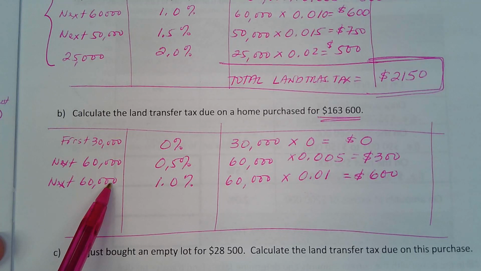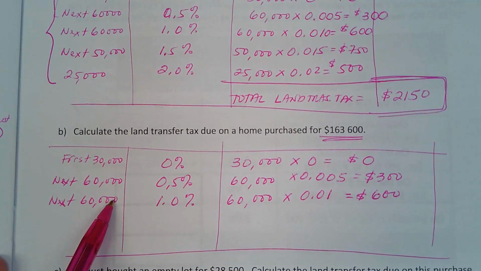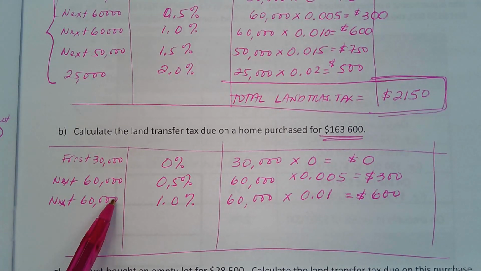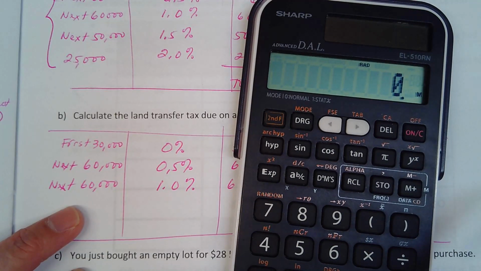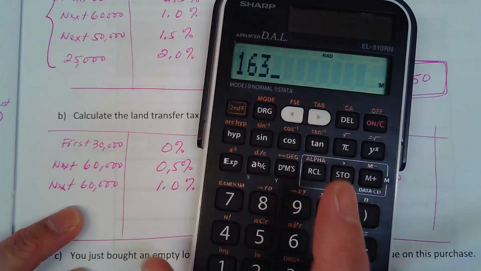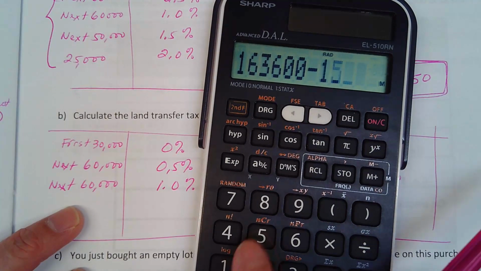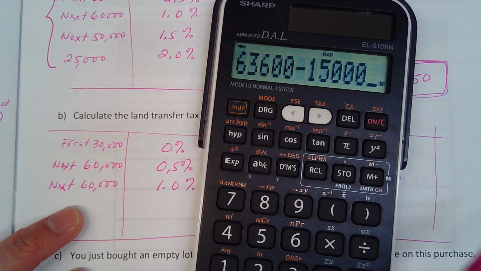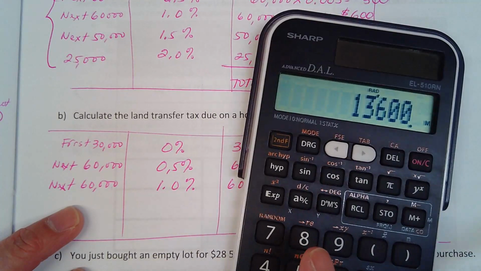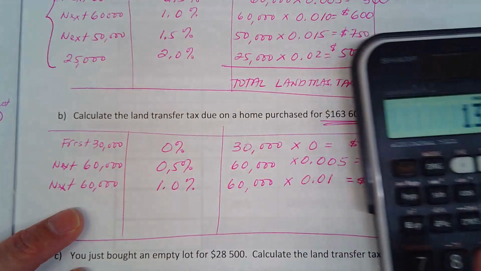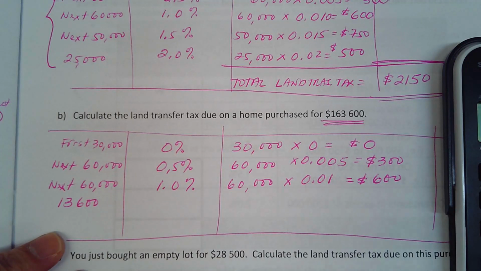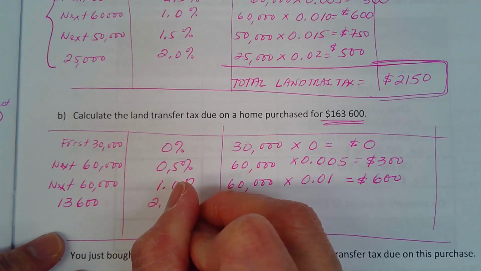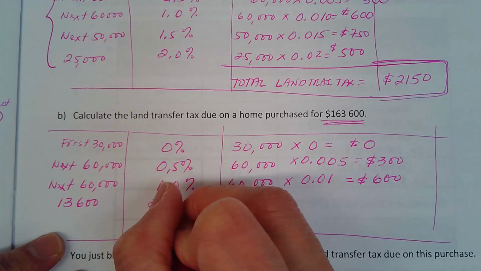Okay. Can we go for the next? We're not going to go to the next 50,000. How much is left over? So it's going to be 163,600 minus 150,000. 13,600 left. So for the remaining 13,600, we're going to pay 2%. No, 1.5%.